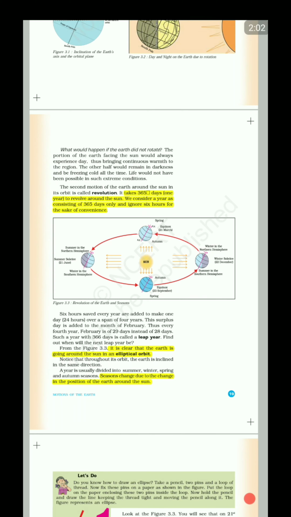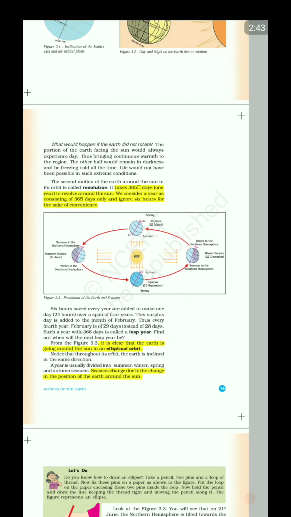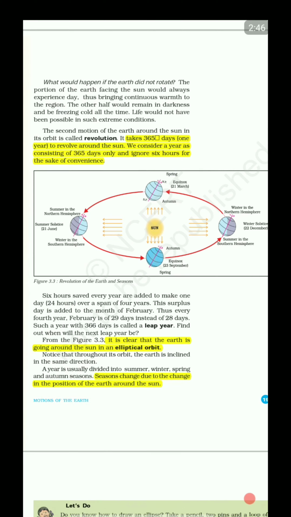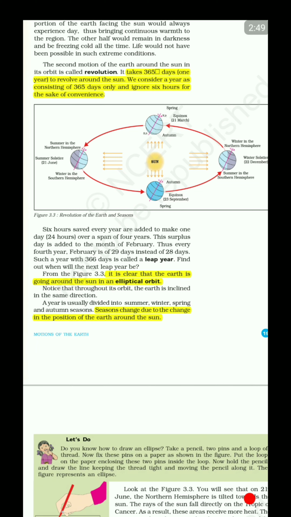revolves and comes back to the same position after 365 days 6 hours, and when it's accumulated over 4 years, it becomes 365 days, 6 times 4. That becomes 366 days at the end of the 4th year, right? To accumulate all those, we add 1 day more to February to make it the 29th day, right? 29th Feb. So this is leap year. So that was learning number 1, right? As it is clearly written here. Leap year, right?